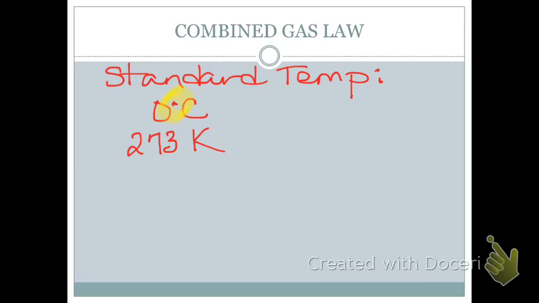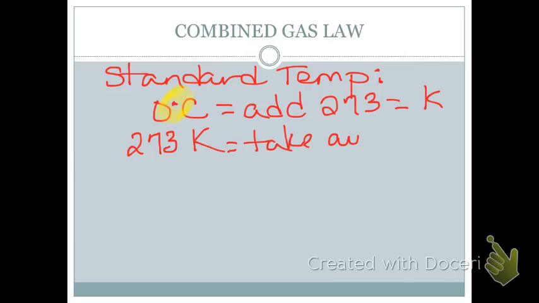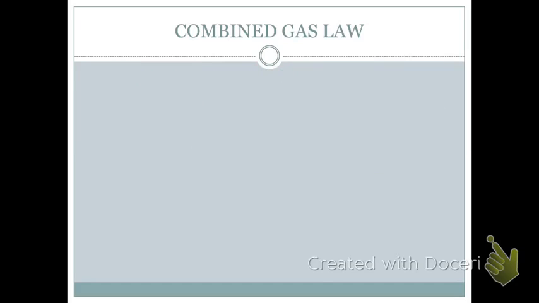Remember, in order to go from degrees Celsius to Kelvin, we add 273. And to go from Kelvin back to degrees Celsius, we take away 273. And that will get you back to degree Celsius. Okay? Also, make sure again that you have your standard pressures.